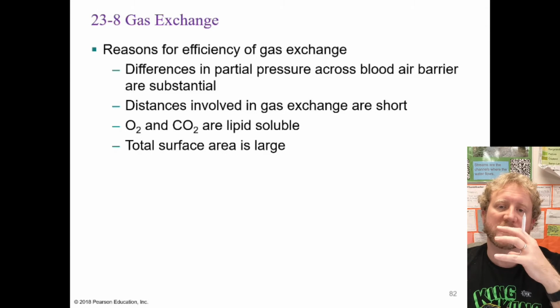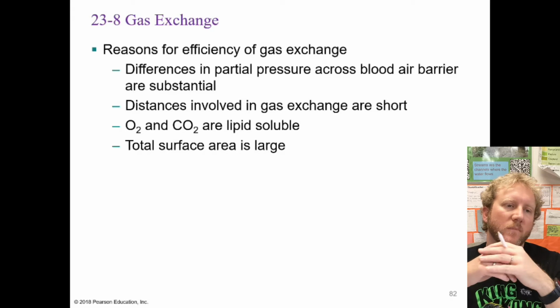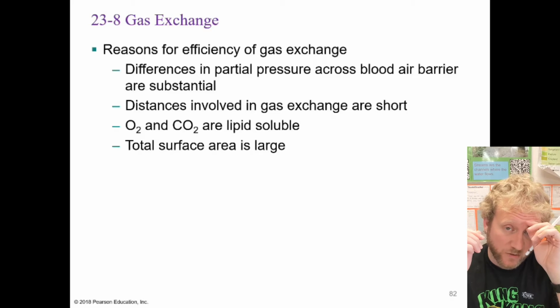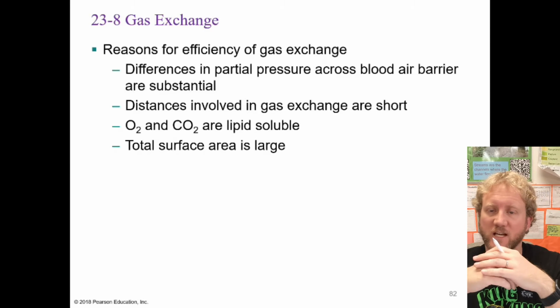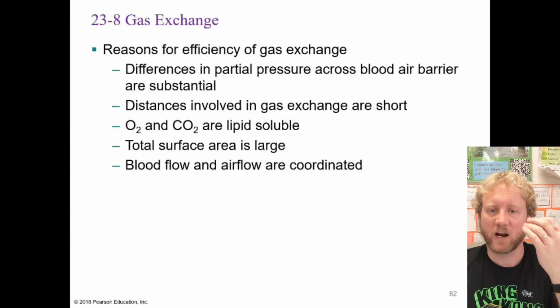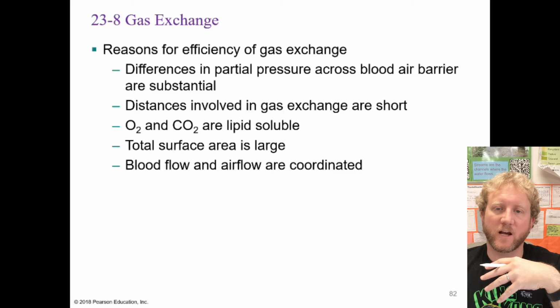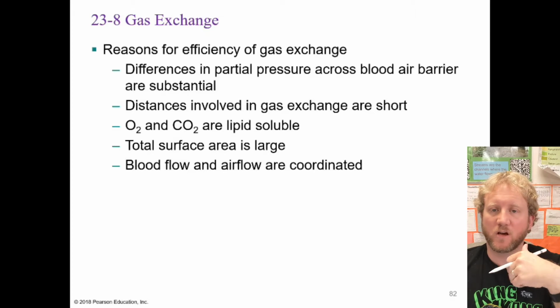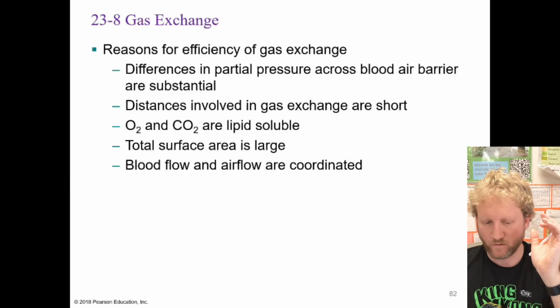Those alveolar sacs allow a lot of material to come in contact with each other, and that's where the actual gas exchange takes place. So the surface area is very, very large, and the blood flow and the airflow are both coordinated. So when you're returning oxygenated blood back to the heart, your lungs are full of carbon dioxide, so you're breathing out. Then when you breathe in, you're bringing that deoxygenated blood to the lungs to pick up the oxygen, and so forth.